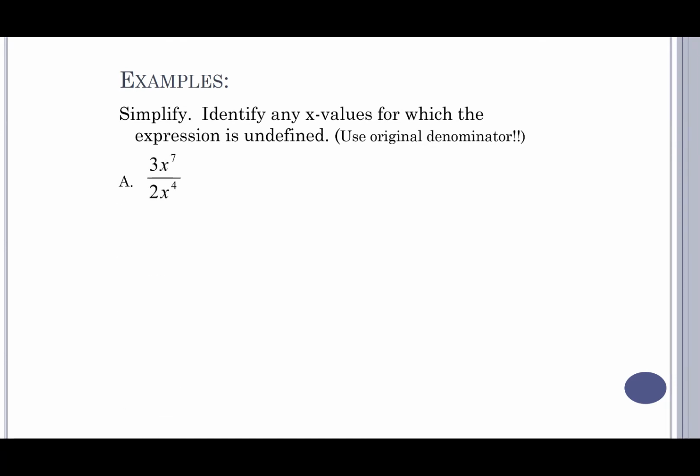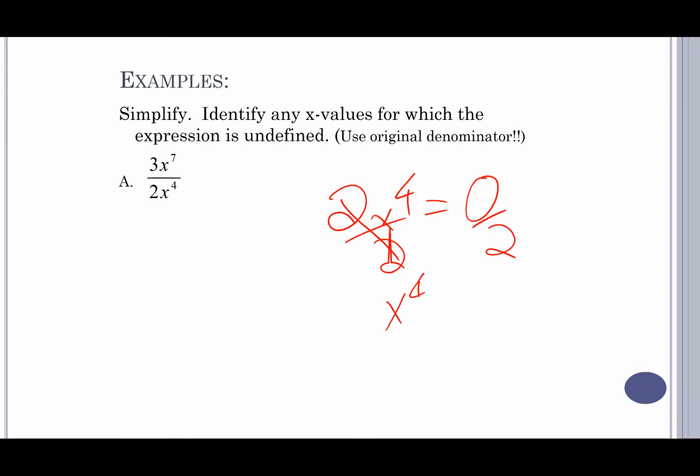So for A, for this first example, let's first point out the denominator is 2x to the fourth. Remember, an excluded value is any x value that makes the denominator equal 0. So you can take your denominator and set it equal to 0. This is a very simple one. When you solve it, you have x to the fourth equals 0 divided by 2, which is 0. Then you take the fourth root, but the fourth root of 0 is still 0. So x equals 0. I think that goes without saying.